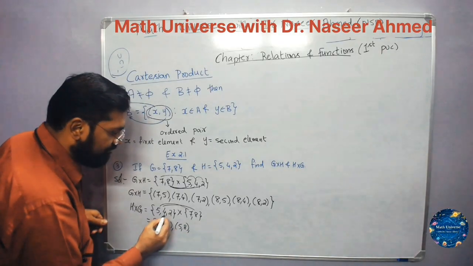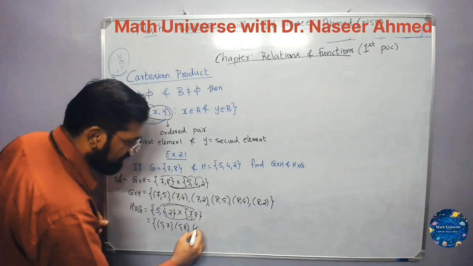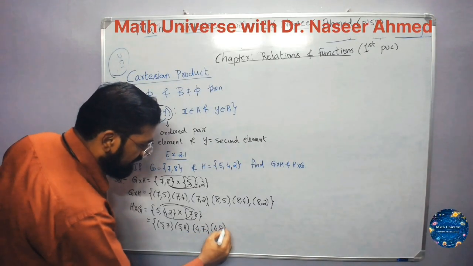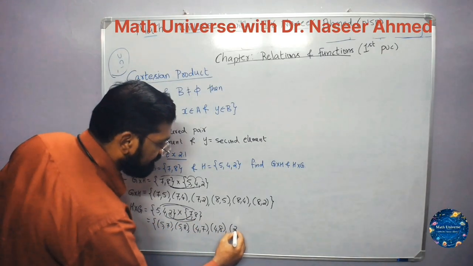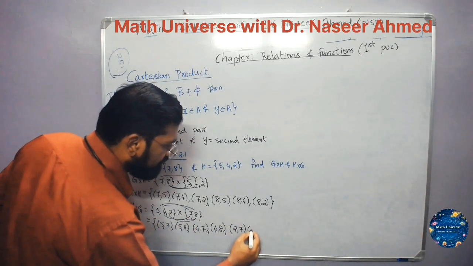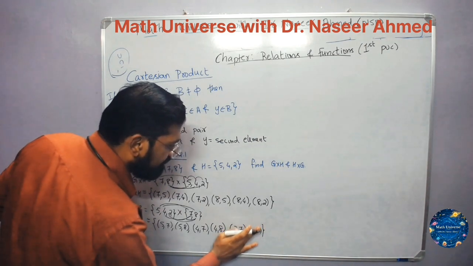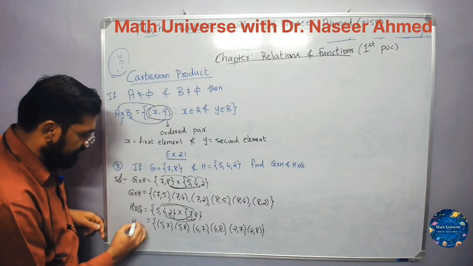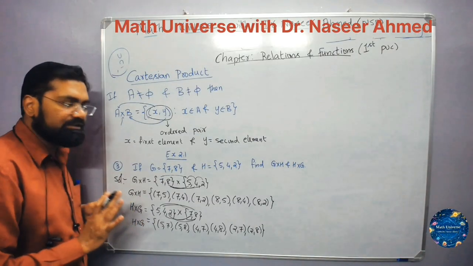Then what next? 4 comma 7 and 4 comma 8. Then 2 comma 7 and 2 comma 8. Let us write this 2 properly. So that's it. We have completed the problem, and this is how you are going to find the Cartesian product.